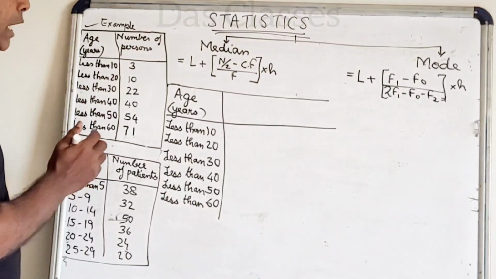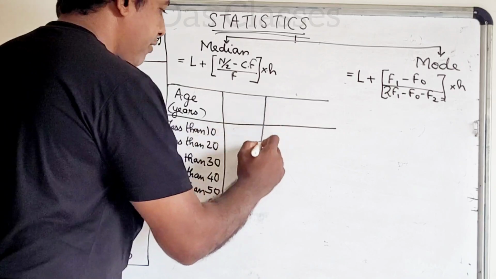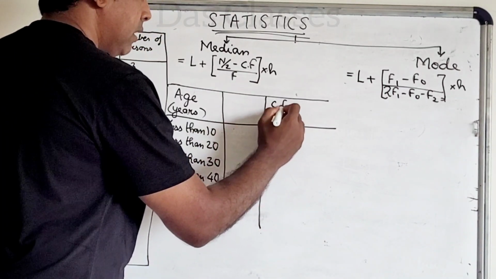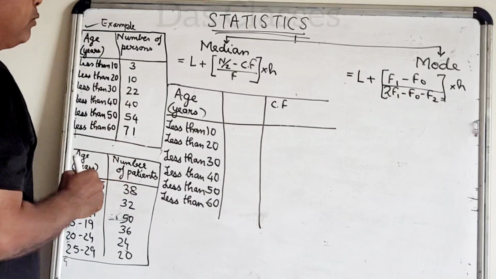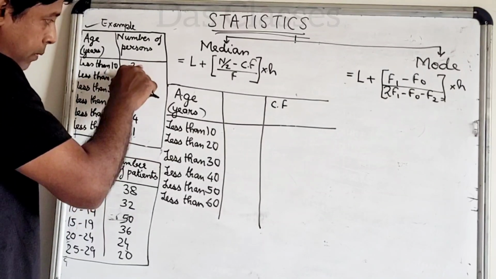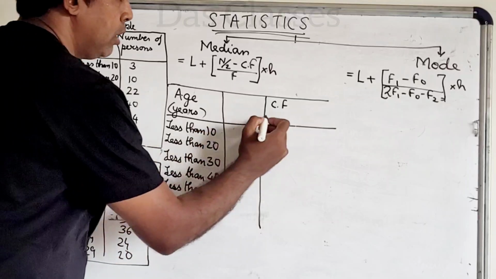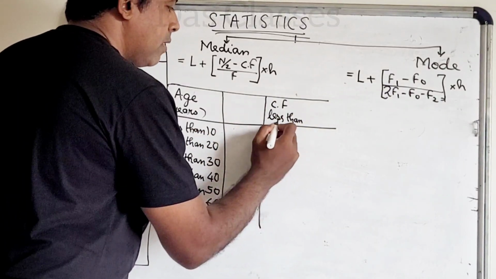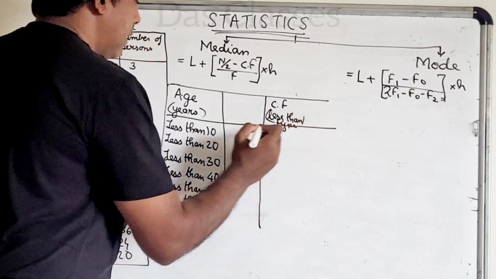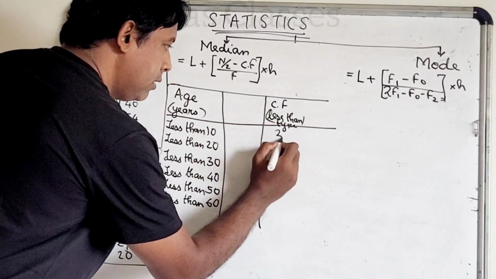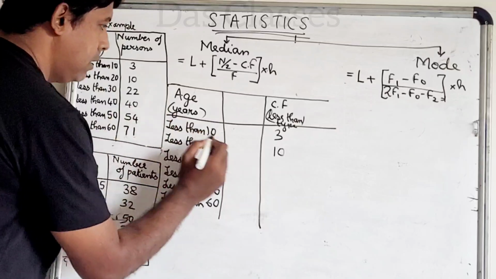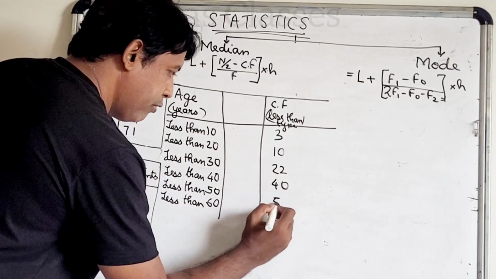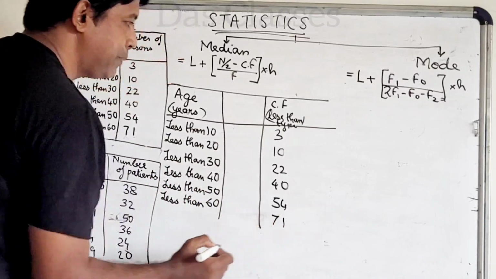Number of persons is actually equal to the cumulative frequency. And as you can see, in our last video, we have seen that when the addition is from top to bottom, then it's less than type. So you write down less than type. And the values given are 3, 10, 22, 40, 54, and 71.